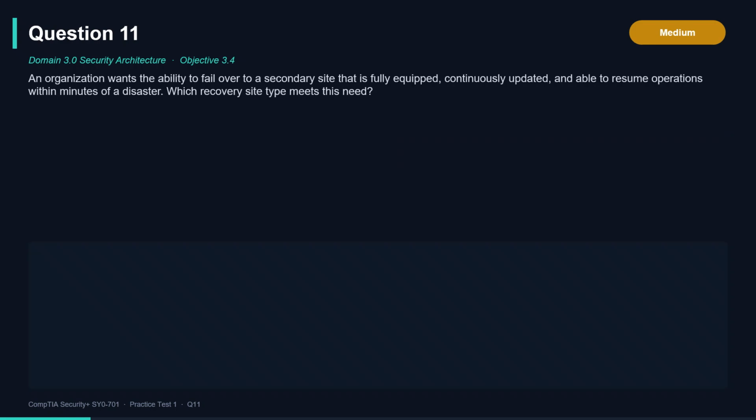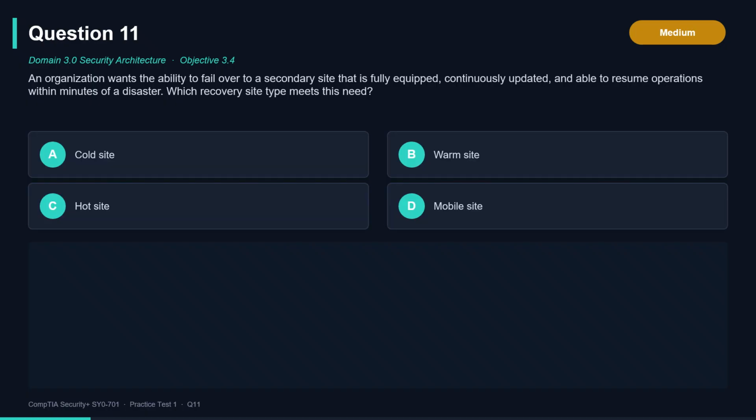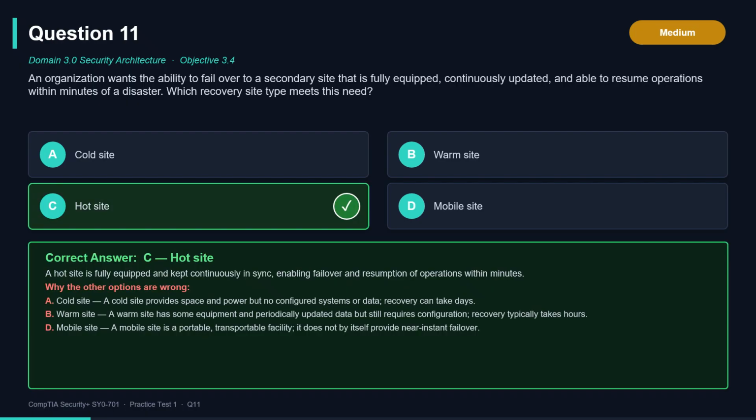An organization wants the ability to fail over to a secondary site that is fully equipped, continuously updated, and able to resume operations within minutes of a disaster. Which recovery site type meets this need? The correct answer is C, hot site. A hot site is fully equipped and kept continuously in sync, enabling failover and resumption of operations within minutes.